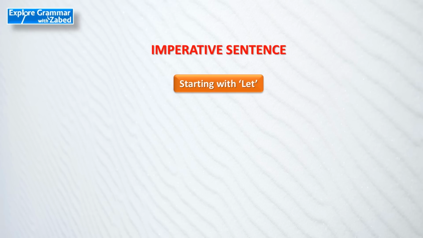You might be wondering how to make indirect speech of sentences with let. Actually, sentences beginning with let express ideas such as suggestion, proposal, request, wish, determination, desire, etc.